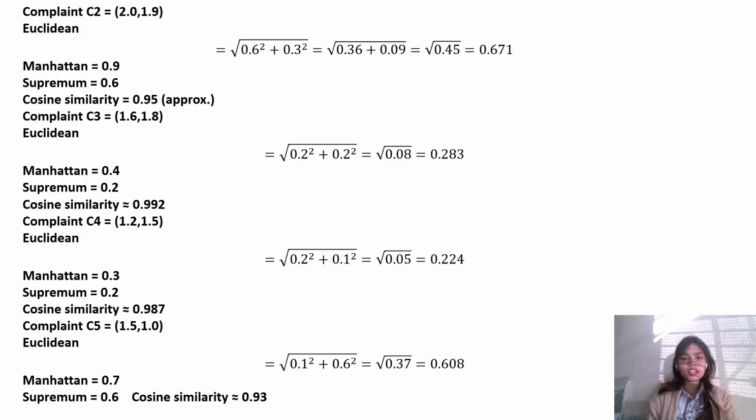Complaint 4, (1.2, 1.5): root of 0.2 squared plus 0.1 squared, equals root of 0.05, equals 0.224. Manhattan equals 0.3. Supremum equals 0.2. Cosine similarity equals 0.987. Complaint 5, (1.5, 1.0): root of 0.1 squared plus 0.6 squared equals 0.608. Manhattan 0.7. Supremum 0.6. Cosine similarity equals 0.93.